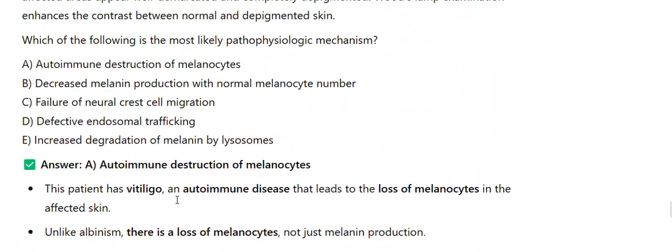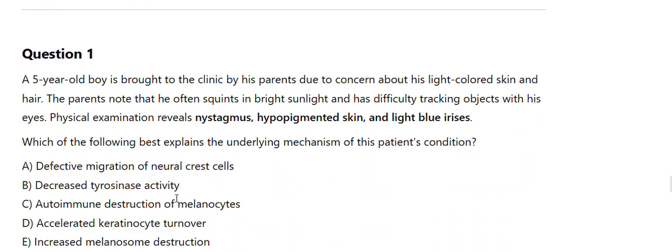Here are some USMLE-style questions on conditions characterized by normal melanocyte number but decreased melanin production, such as albinism and vitiligo.